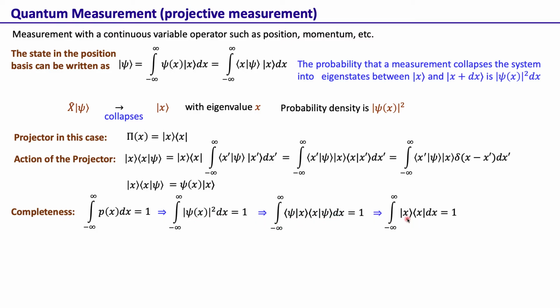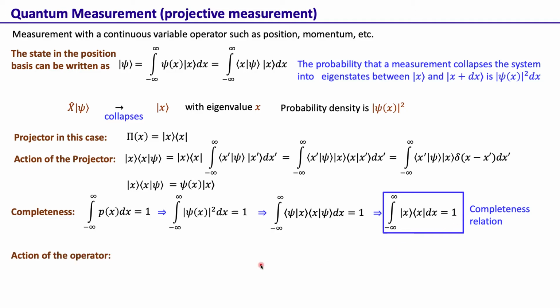And then this basically says that the integral of |x><x| dx over all space has to equal 1. So that is the completeness relation we have over here. That's a projector, and if we take all these projectors, they have to integrate up to 1, because the particle or the system has to get observed somewhere in x.